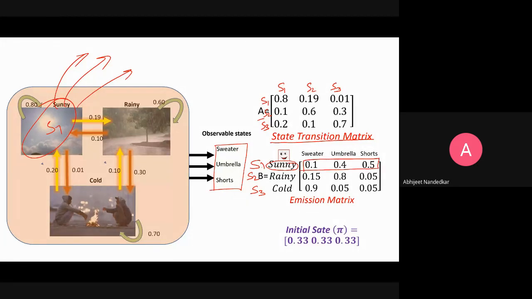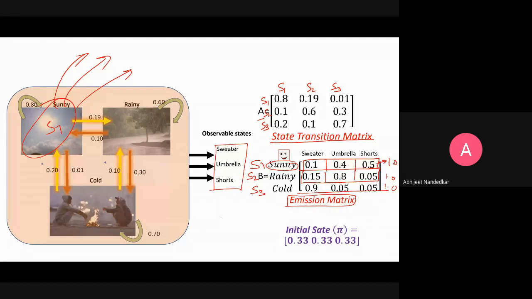When you are in state S1, the chance of wearing a sweater is 0.1, that is 10%. Carrying an umbrella is 0.4 and wearing shorts is 0.5. So this totals 1. When there is a rainy day, you have another probability. When it is rainy, wearing a sweater is 0.15, carrying an umbrella is 0.8, and so on. So this is also a table with row sum equal to 1. This is called the emission matrix.